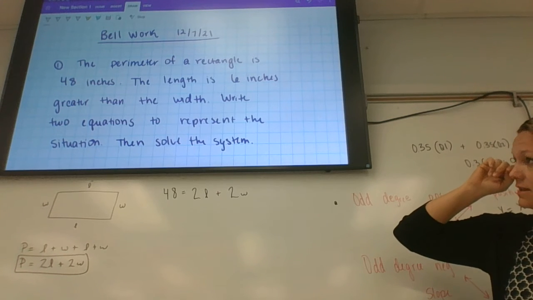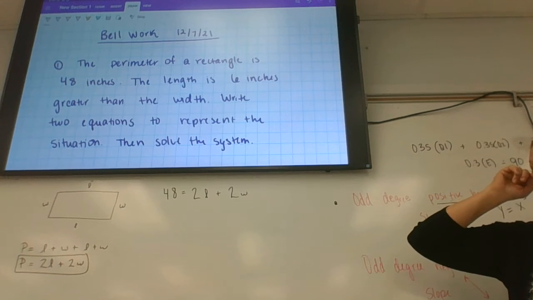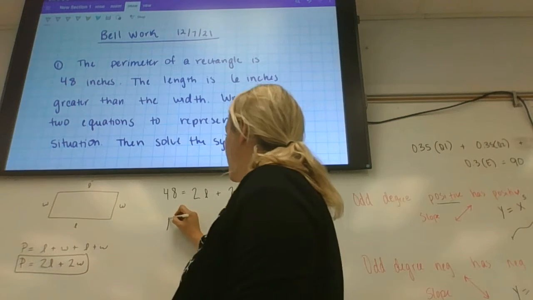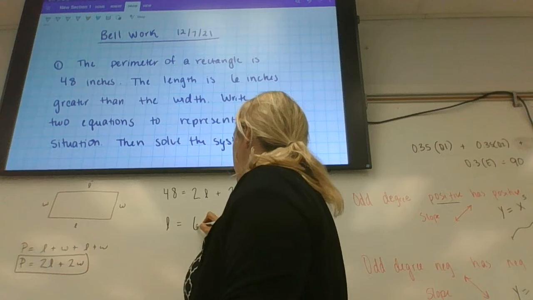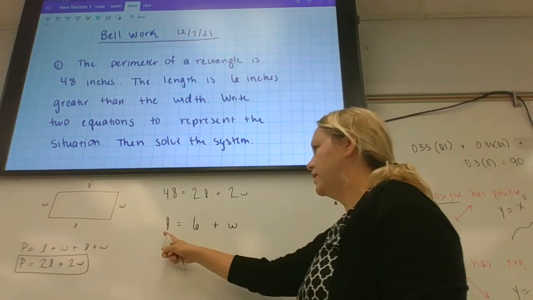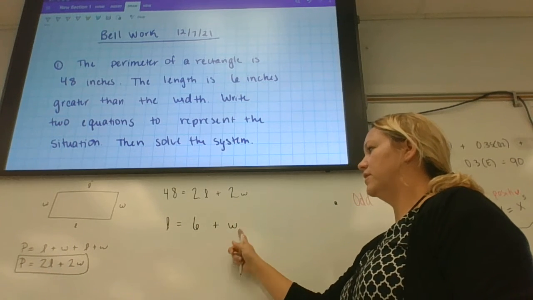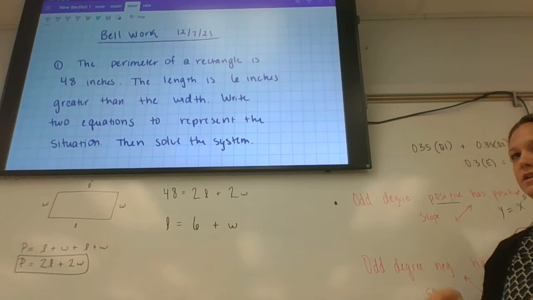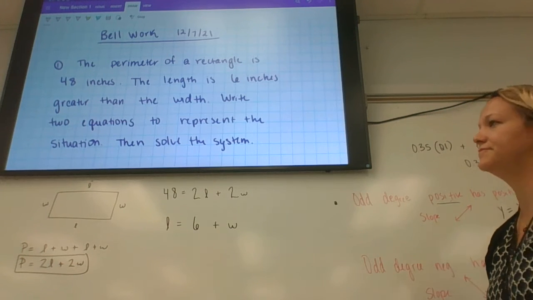The second bit: the length is 6 inches greater than the width. Can anybody write that? There it is. Length is 6 more than width. I like "more than" better than "greater than," because people read "greater than" and they think they need this symbol, but you don't here.